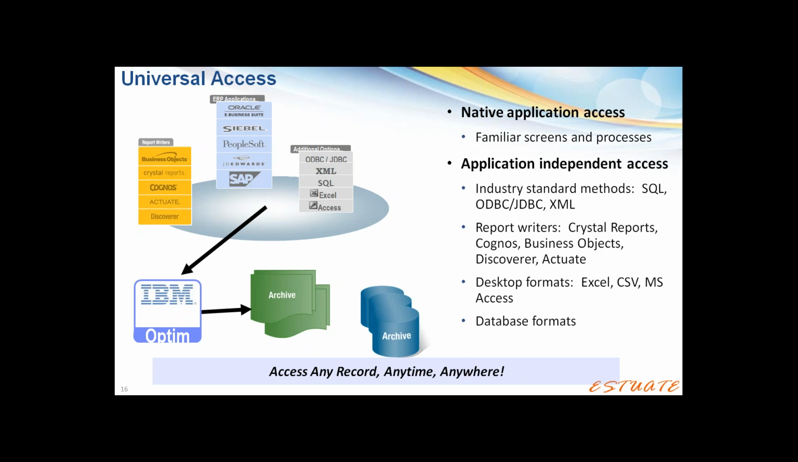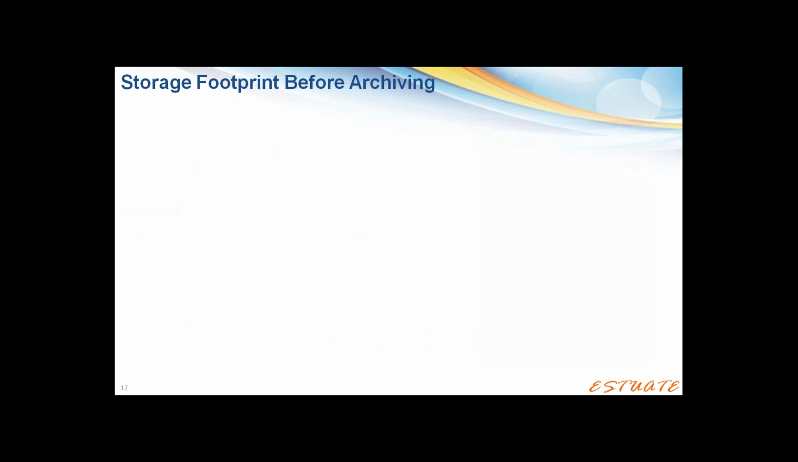It helps in creating the ODBC, JDBC data sources for connecting different reporting tools like Cognos, Crystal Reports, Business Objects, etc. As I said earlier, we can even load the archive data to MS Excel, CSV, and other file formats as well. Thus, Optim provides universal access to archive data anytime, anywhere, by authenticating the user. Moving to the next slide.